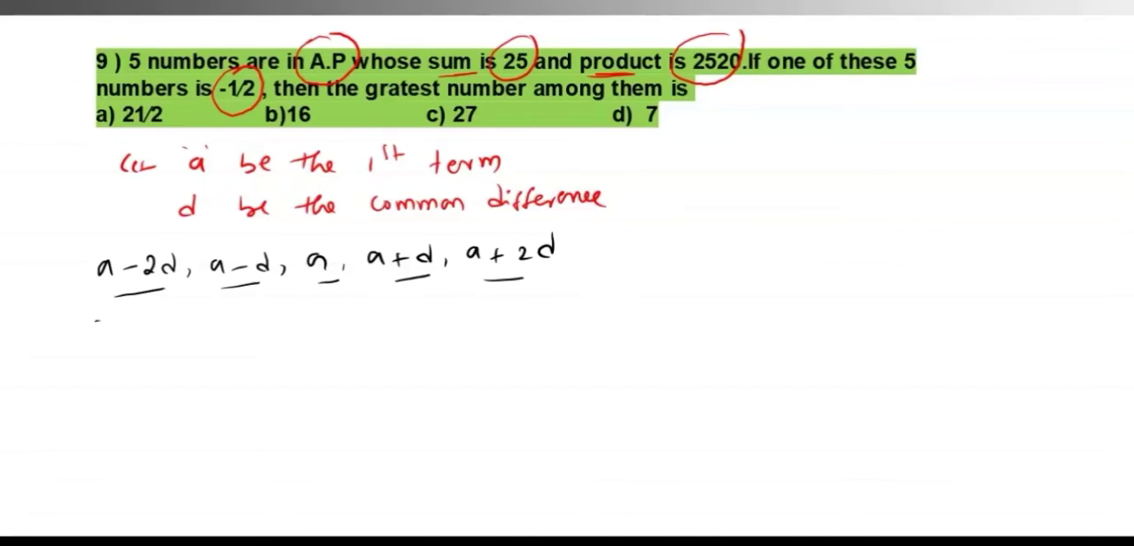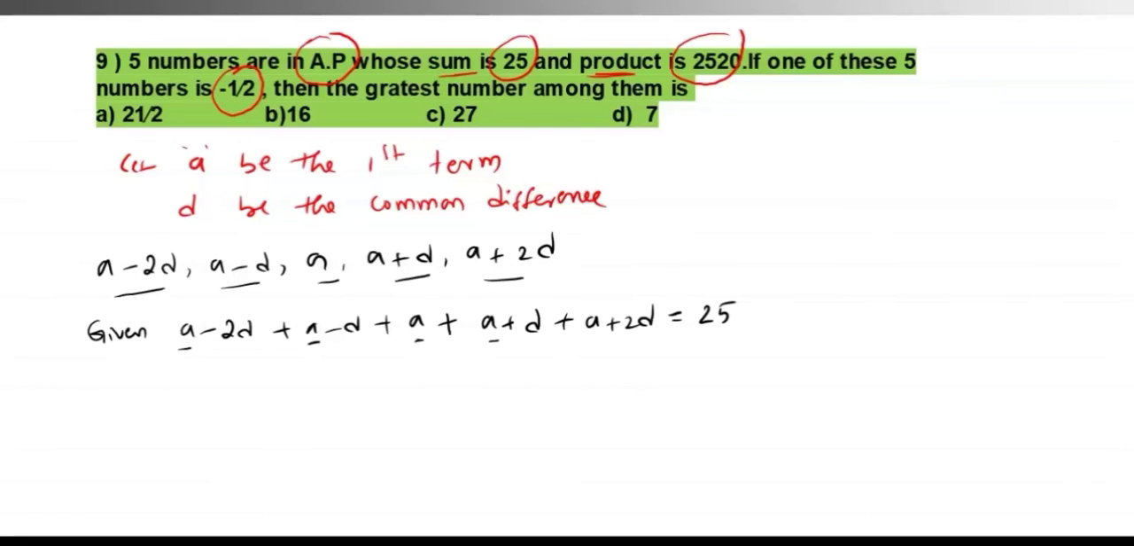So what is the given data? Sum of these 5 numbers. That means a minus 2d plus a minus d plus a plus d plus a plus 2d is equal to 25. Right. How many a's do we have? 1, 2, 3, 4, 5. So 5a; the d's, plus 2d minus 2d cancel, minus d plus d cancel. So 5a is equal to 25. Here a is equal to 5. Very good. We got the a value.